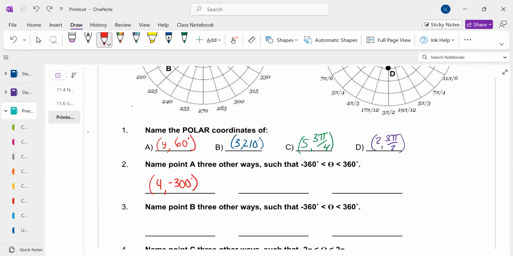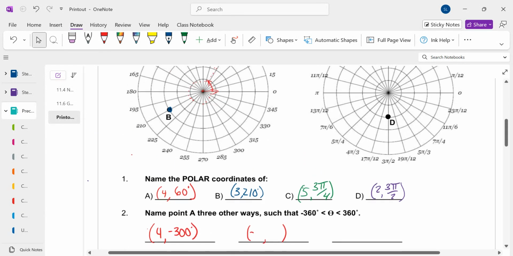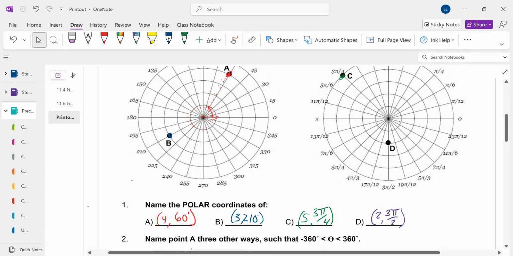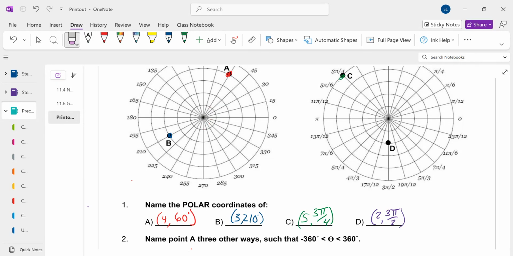So you'll notice we had positive radius, positive angle, positive radius, negative angle. Now I want to have a negative radius with a positive angle. And how we achieve this is, let's stick with that idea of facing 60 degrees, then kind of tossing a ball forward.